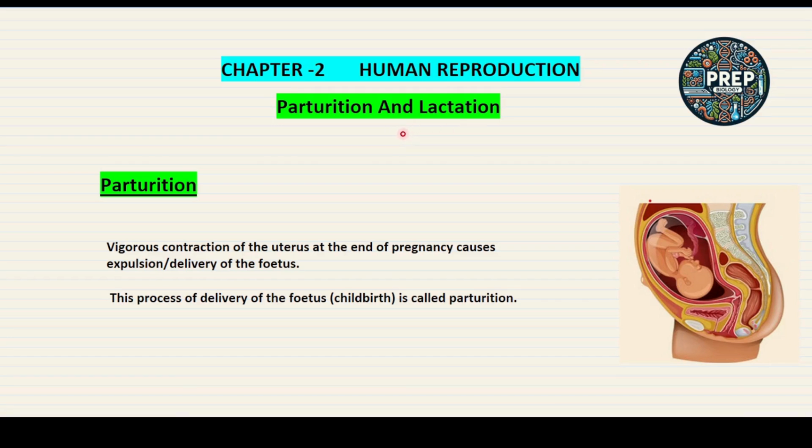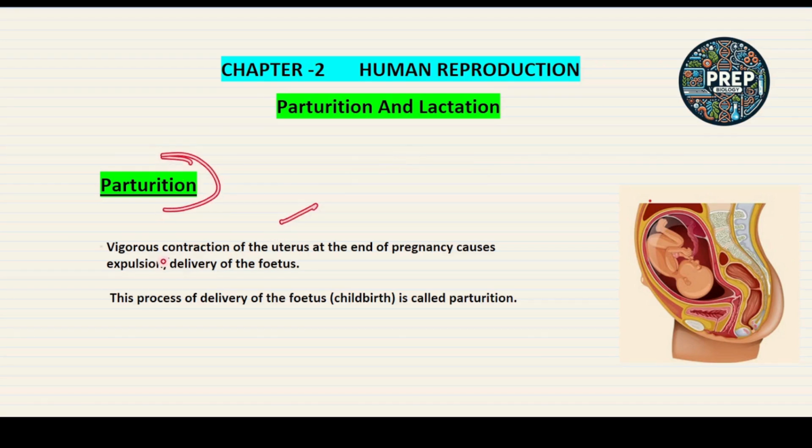So today in this lecture we are going to discuss parturition and lactation processes. So let's start with the lecture. Parturition is basically the delivery of the fetus. After the 9 months of pregnancy, when the fetus is fully developed, the delivery of the fetus or the childbirth takes place from the birth canal. That process is called parturition.